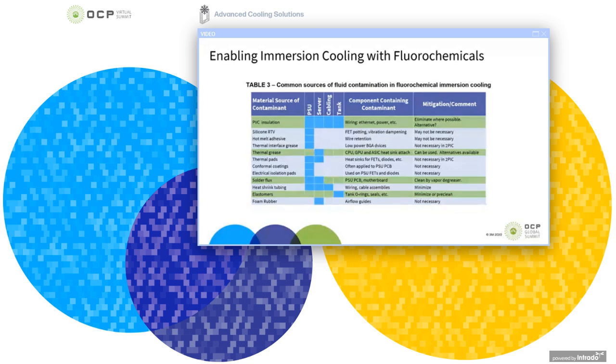If we clean the solder flux from the boards and choose clean elastomers, it's not difficult to get to a system that would have 95% reduction in fluid contamination. It should be our goal in the OCP community to drive the supply chain in that direction.